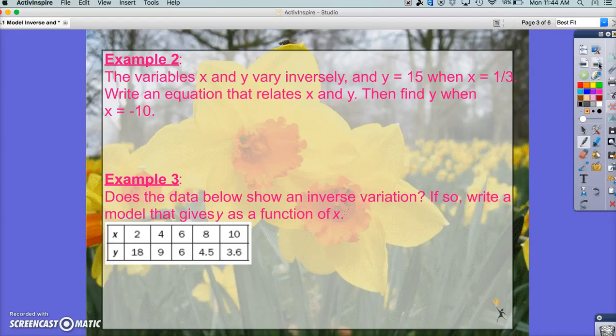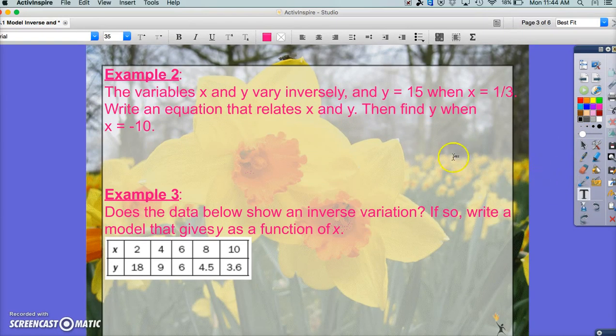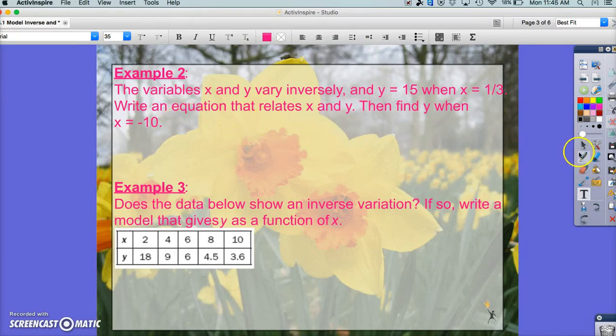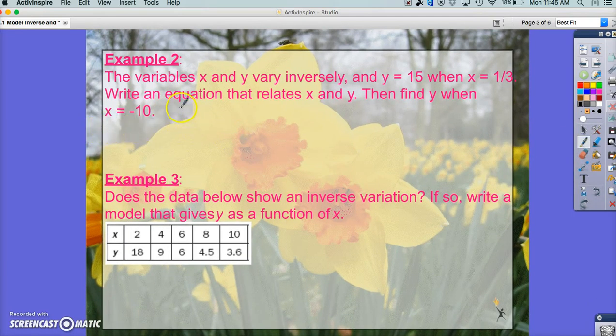Examples 2 and 3 are something that you've seen before in direct variation. We're just tacking on inverse to it. So let's read example 2. The variables x and y vary inversely, with y equals 15 when x equals 1/3. Write an equation that relates x and y, then find y when x equals negative 10. So they say inversely. So we know our formula. Actually, I might just write it here. Is y equals a over x. The formula, right?